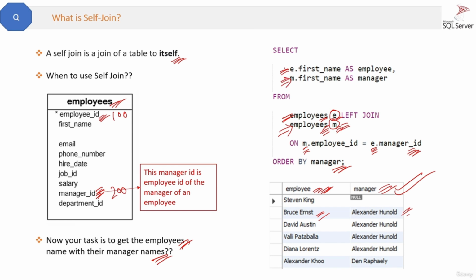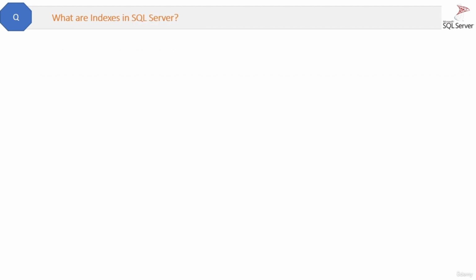And I think now you know the use case of self join, right? In short, sometimes we do not have multiple tables, and at that time we have to join the one table with itself only to get the desired results. That is self join. What are indexes in SQL Server?